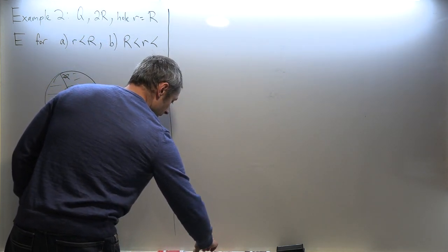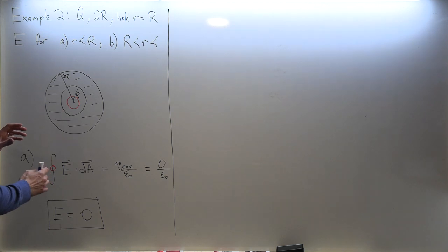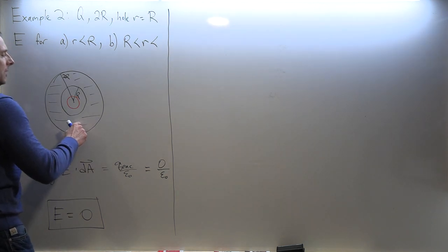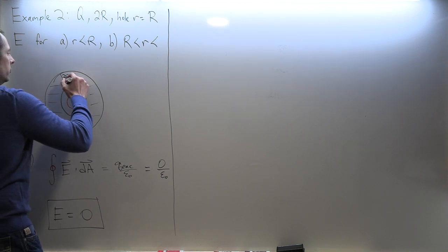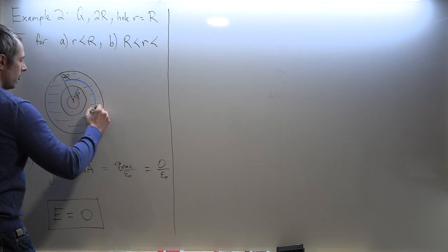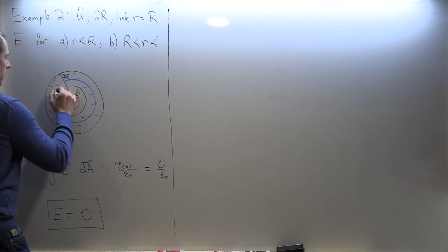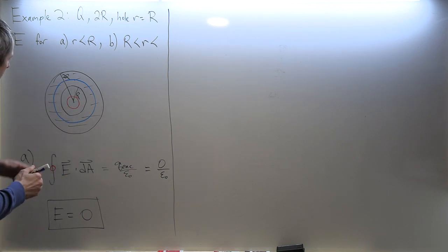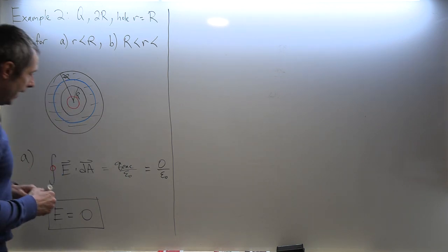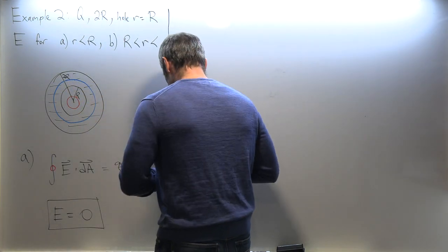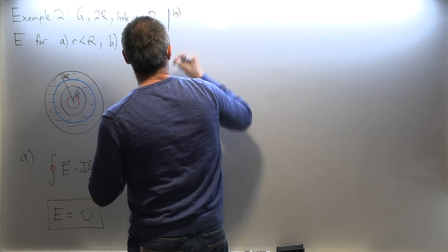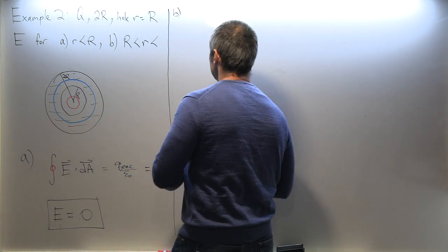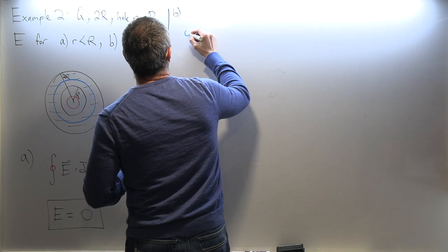Okay, so next we want to draw a Gaussian sphere. We want the electric field in here. We've got to draw a sphere that goes through this region. So what we'll do is just go like this. Okay, there it is. And I apply, oops, B. Let's apply Gauss's law to that.